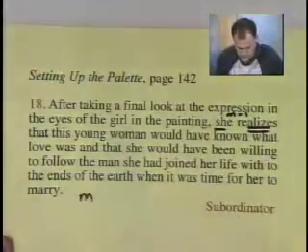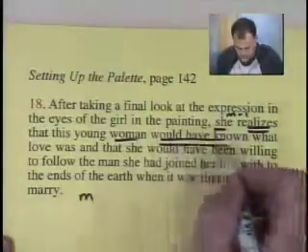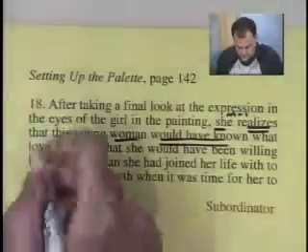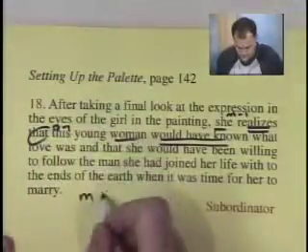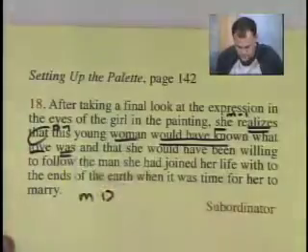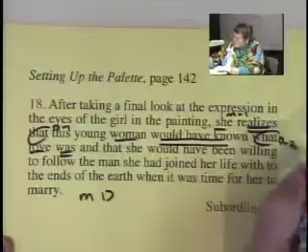Give me another subject. Woman. And the verb? Would have known. And the kind of clause? It's a dependent. And your subordinate? That. Okay. And where's your next subject? Love. And the verb? Was. And the kind of clause? Dependent. Subordinate? What. So this is going to be D-2.